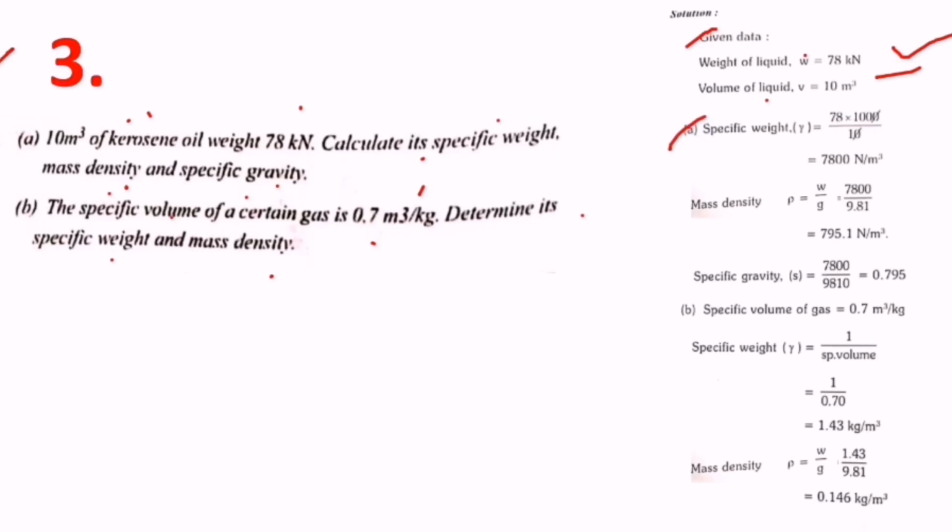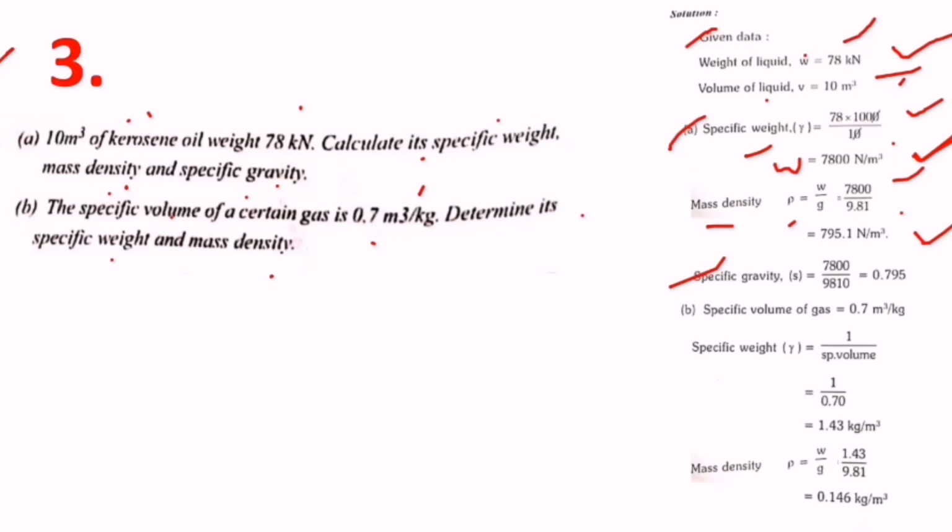As we know, specific weight is equal to W by V. So we can take it as 78 into 1000 by 10. So specific weight will be 7800 Newton per meter cube. Mass density rho equals W by g. W value equals 7800. So 7800 by 9.81, that is 795.1 Newton per meter cube.